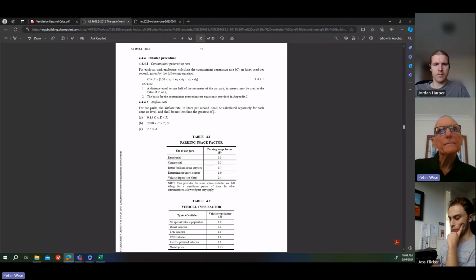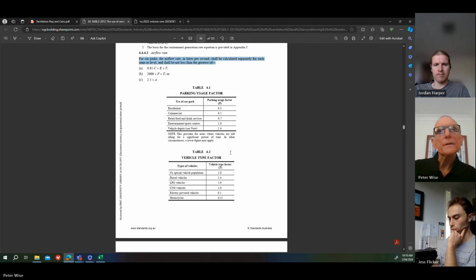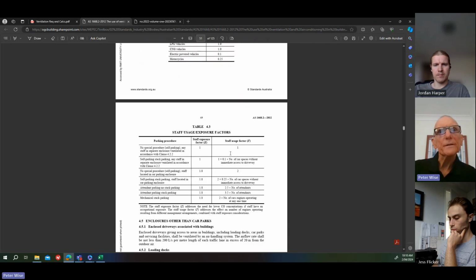So I'll say that again. For car parks, the airflow rate in litres per second shall be calculated separately for each zone or level. We need to know that so that we can do the duct design for each level, and shall not be less than the greatest of A, B or C. So A is 0.85 times C, which you calculate for each level, times E. Now E is given down here in table 4.3.